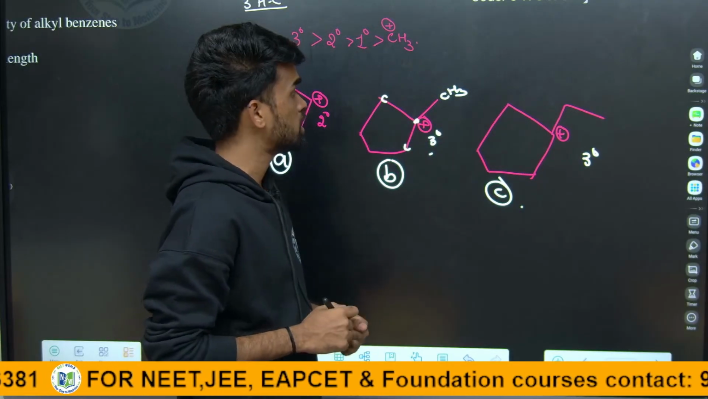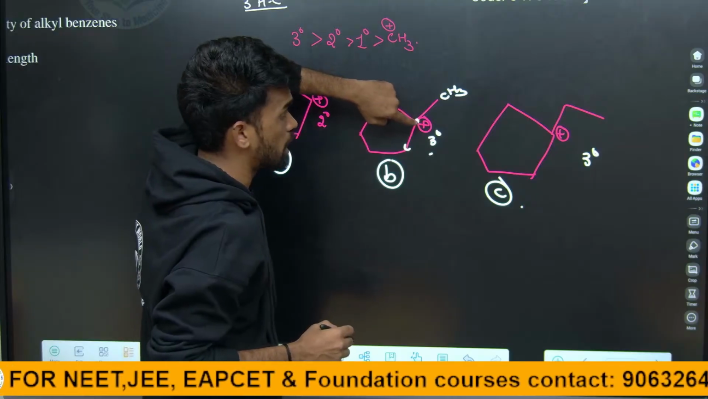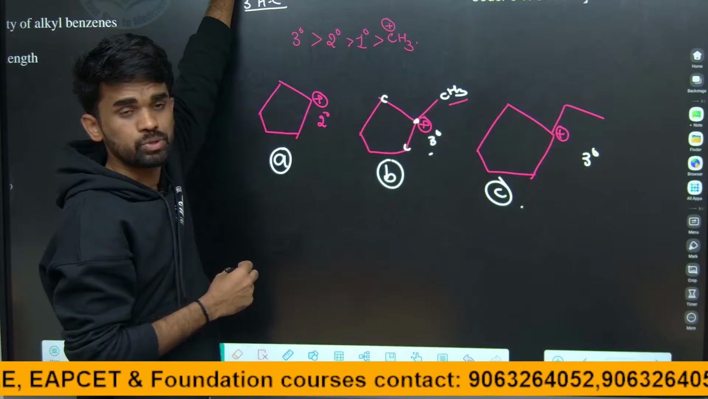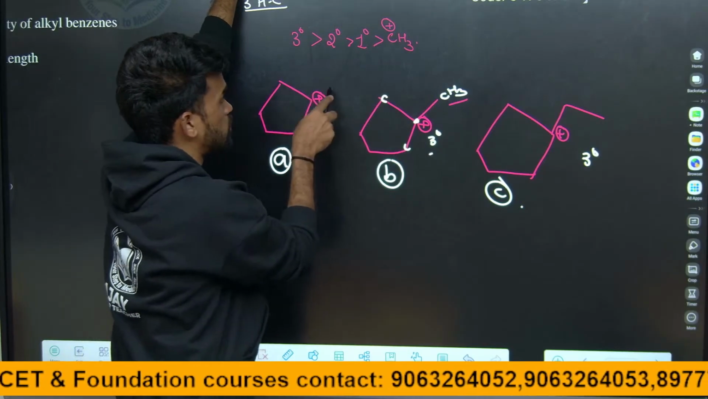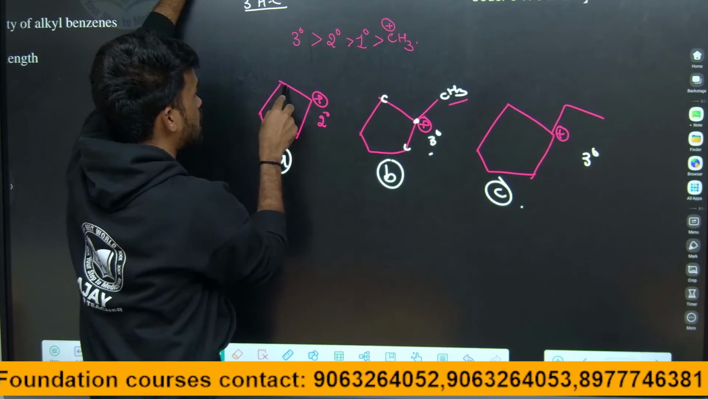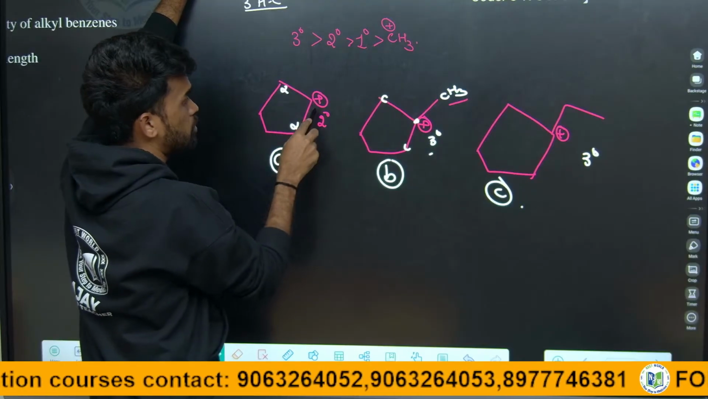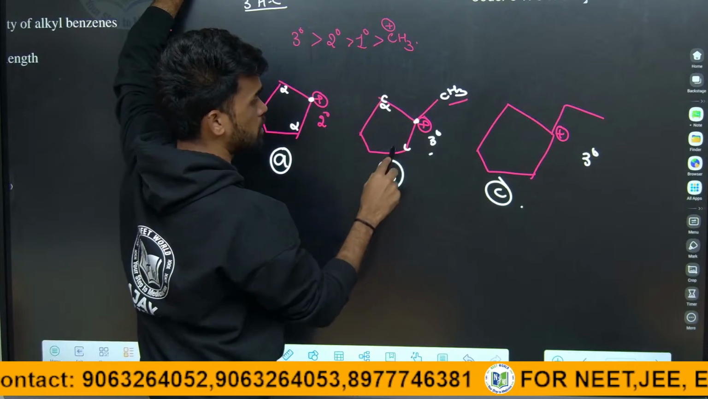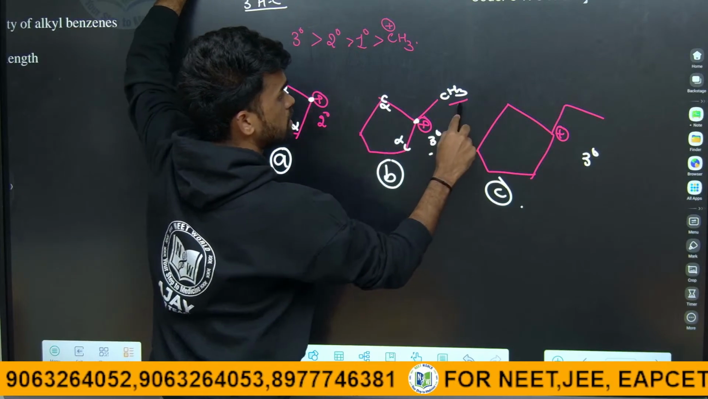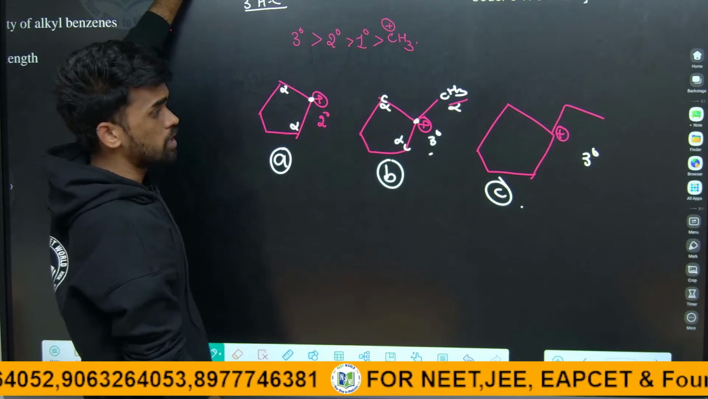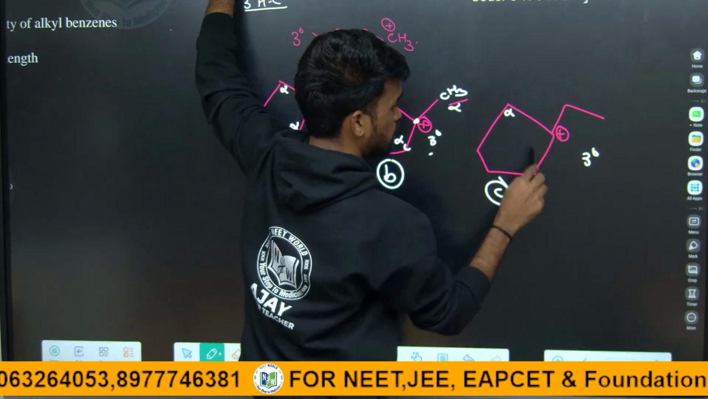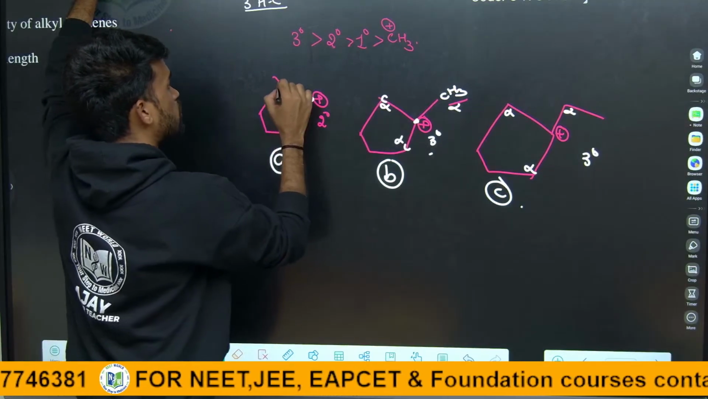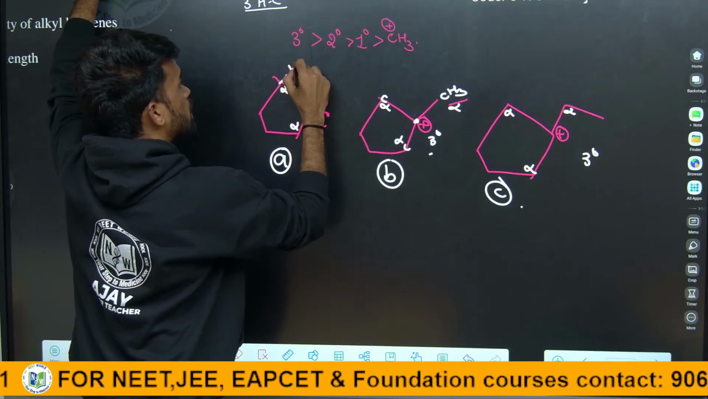Now what we need to check, in order to compare the stability of these carbocations, is the number of alpha hydrogens attached to them. So how many alpha hydrogens are there for this carbocation? See, this is the alpha carbon, this is also an alpha carbon with respect to this carbocation. Similarly this is also an alpha carbon, this is also alpha carbon, and this is also alpha carbon. Now for this, here we have alpha, here alpha, and here also alpha. So on each alpha carbon, just check how many hydrogens are there.